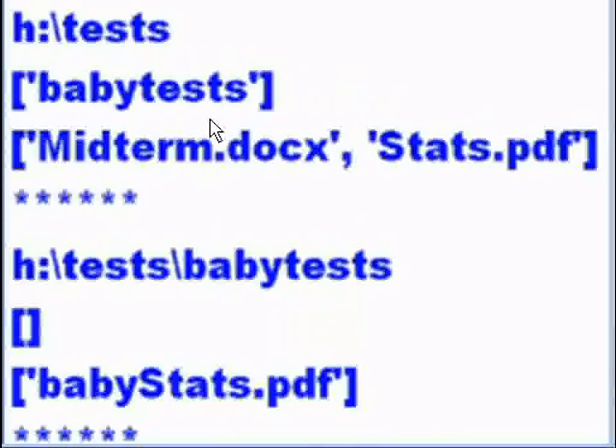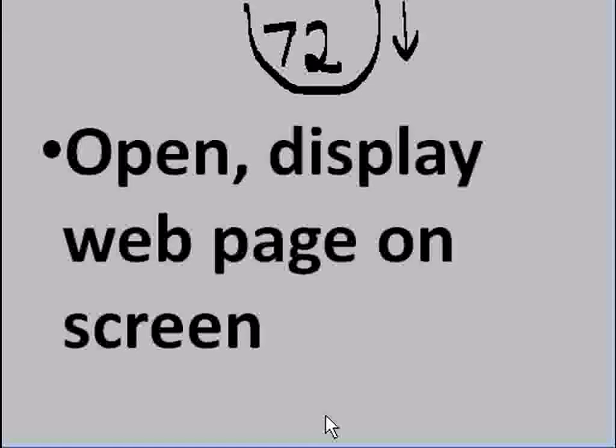htests, baby tests. What's in htests? Baby test folder, and these 2 documents. And it goes to the baby test folder, and what does it find? No subfolders and one file, babystats.pdf. Exactly what I had.